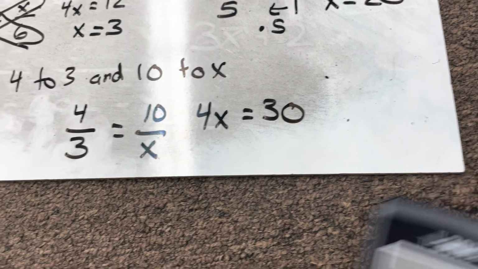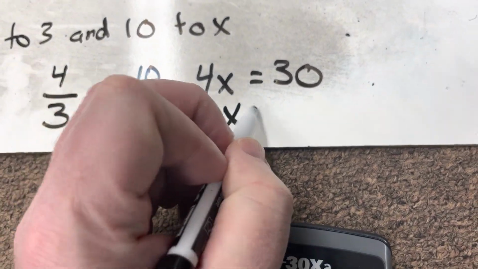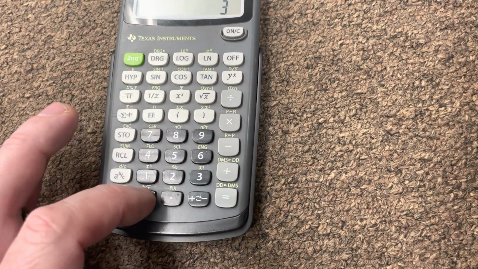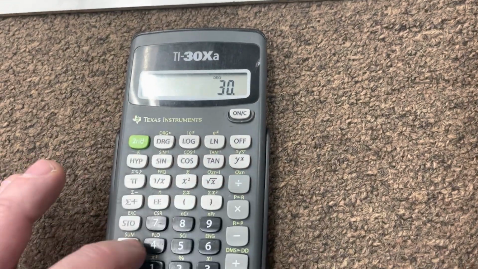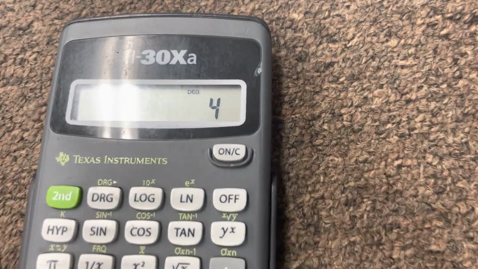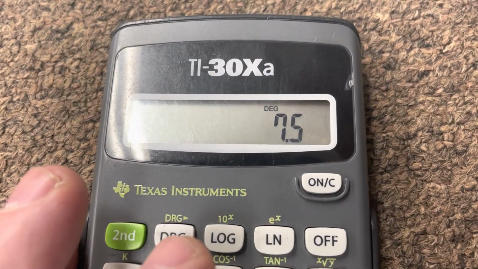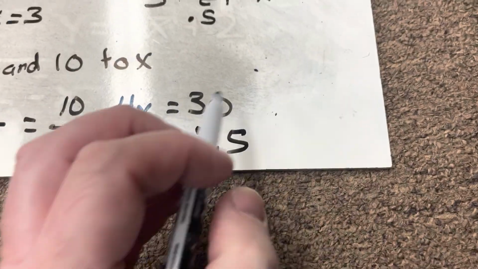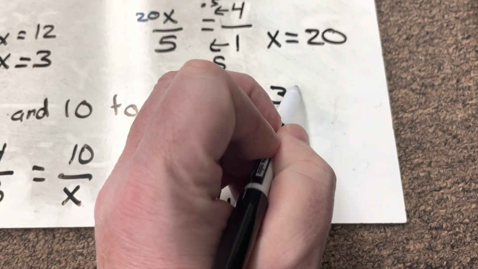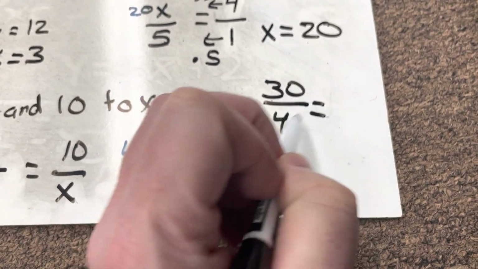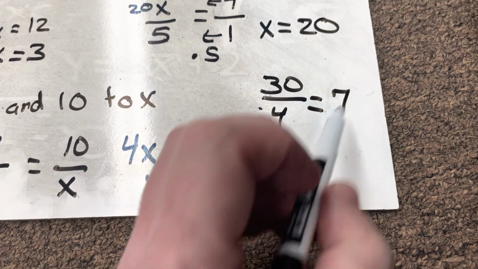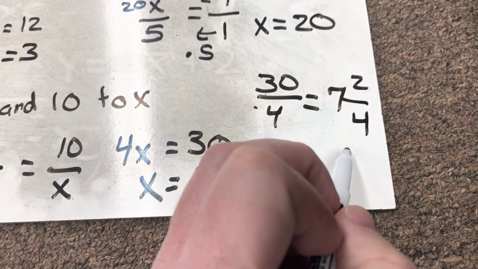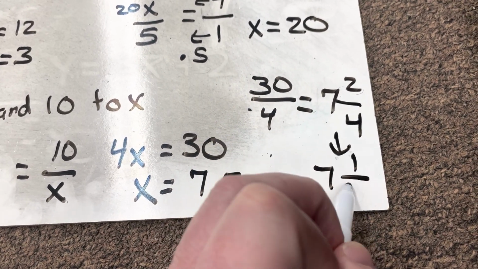I have to isolate the variable by dividing both sides by 4. So I'm going to come in here, 30 divided by 4 equals 7.5. x equals 7.5. Now, if you did it as 30 over 4, you would find that 4 could go into 30 seven times. There would be 2 left over because 7 times 4 is 28. The denominator's 4. That would simplify down to 7.5.